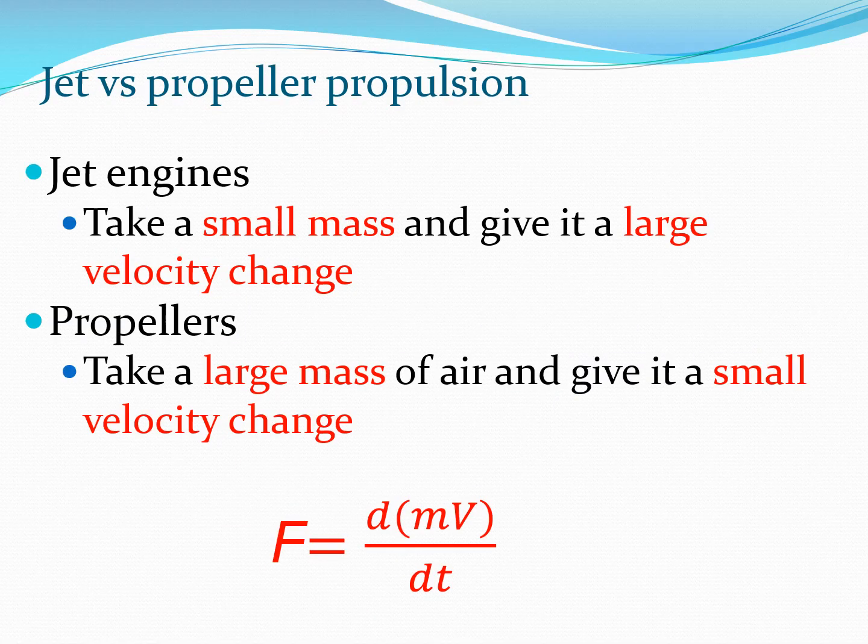Now, if we think about the basic concept of how the propeller works versus how the jet works, we will see that what the jet does is that it takes a small mass of air and gives it a large velocity change. Whereas what the propeller does is that it takes a large mass of air and gives it a small velocity change. Now, whatever be the mechanism, what is happening at the end of the day is that the momentum of the air is changing.